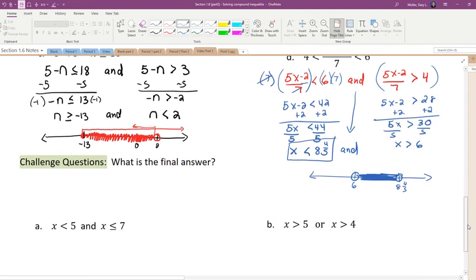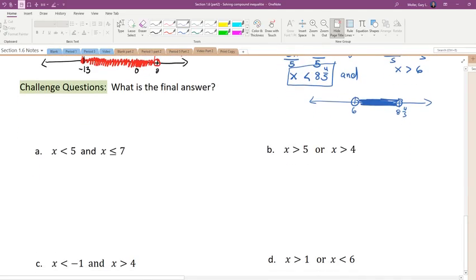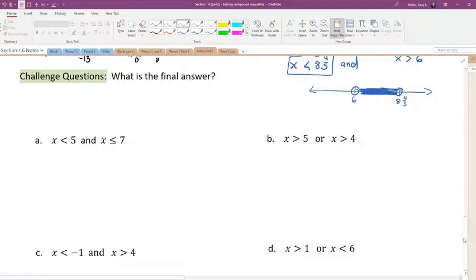Finally, just some challenge questions. And this is kind of where I want you to not be in autopilot mode. So let's pretend we just did a bunch of math and got it down to these answers. Now, before we just say, bang, there's my answer, I'm a genius, let's go ahead and put it on a number line and see what it's telling me.